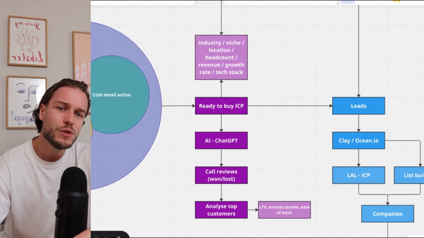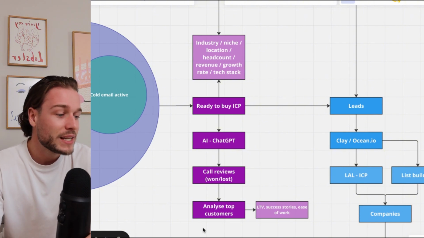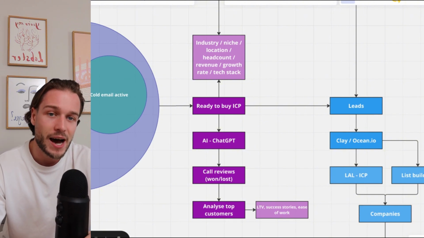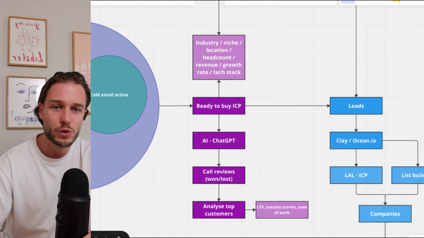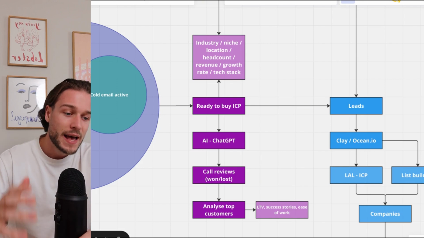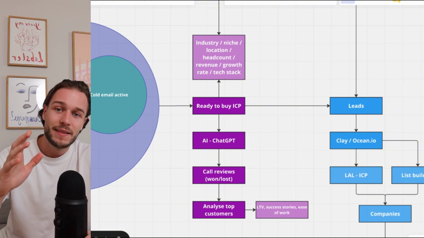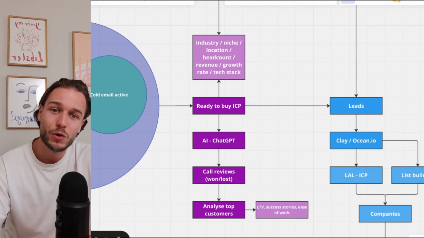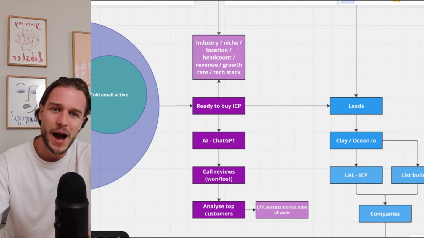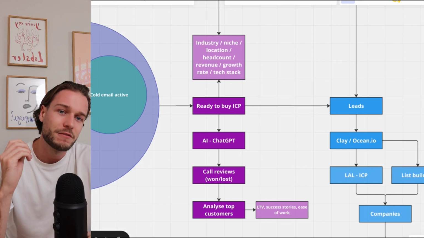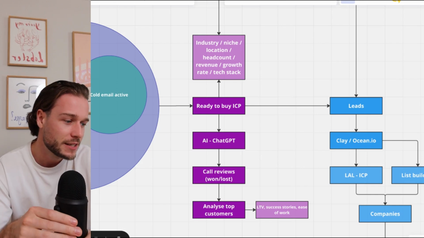Okay, so there's a few different methods to do that, and the way that we like to do it is by leveraging AI. We leverage AI by looking at call reviews. So this is recorded sales calls that you have taken within your team. If you're not recording your sales calls, then take this as a warning to start recording your sales calls. It's incredibly powerful data that you can leverage to really refine your ICP and find out exactly what's going on within the business.